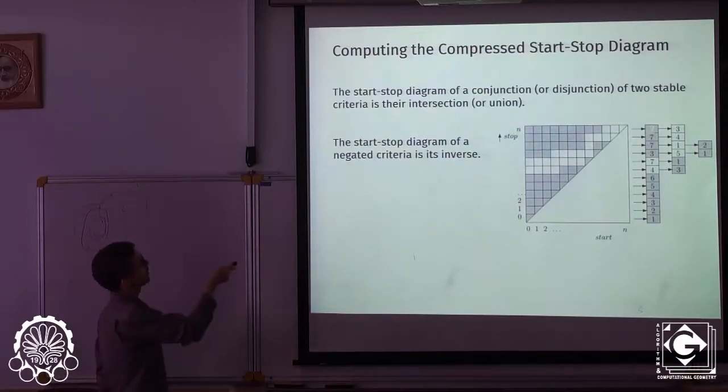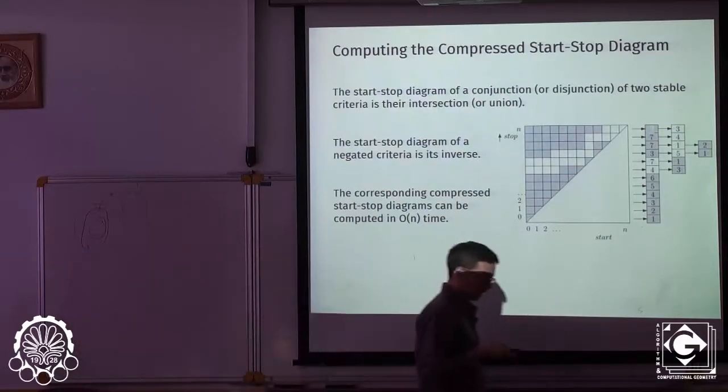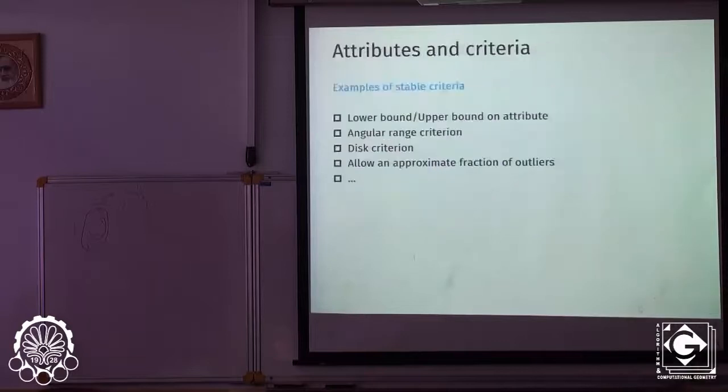So all of these operations now simply take linear time. So let's see what we can handle by now. Let me give you a few examples, not all of which we were able to handle previously. So we can give lower and upper bounds on attributes. That was an example for a decreasing monotone one.